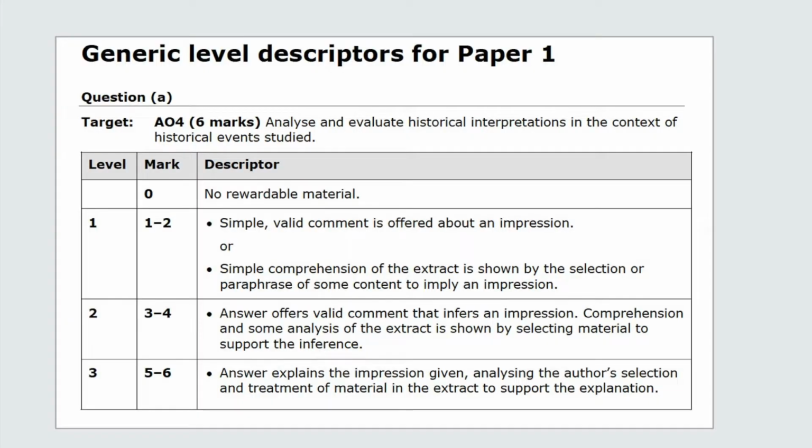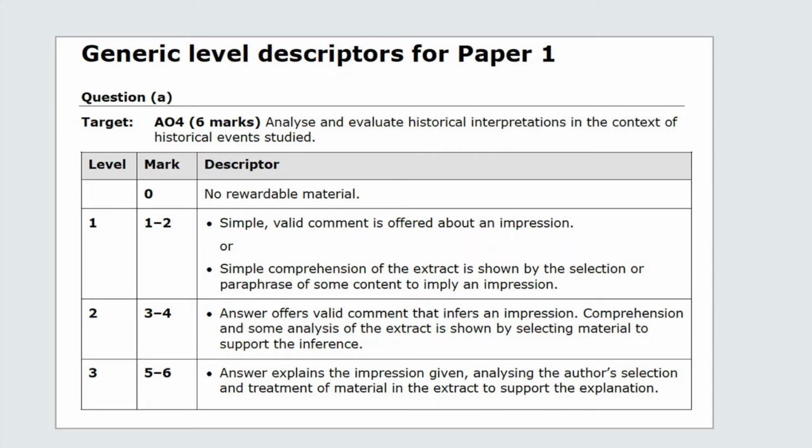This is the official marking scheme, which is a part of the curriculum book. And I know that these can sometimes be very tedious, but the main thing that I would like to bring to your attention is that it is specifically asking about evaluation of historical interpretations. Interpretations is essentially a way of understanding what the author is trying to say.